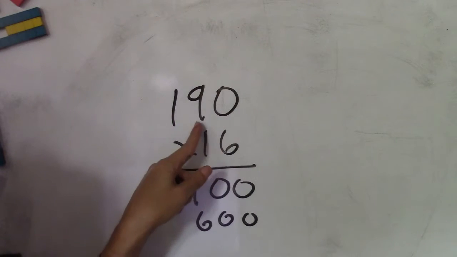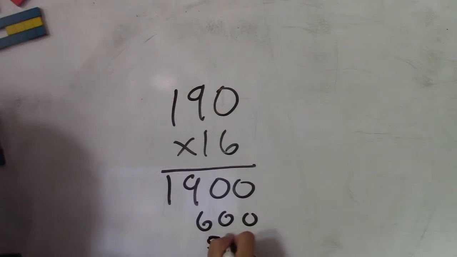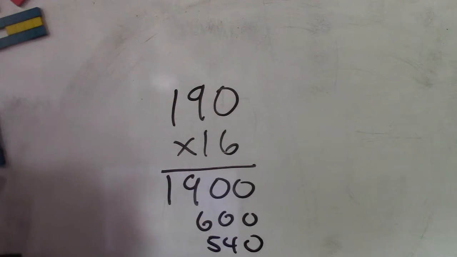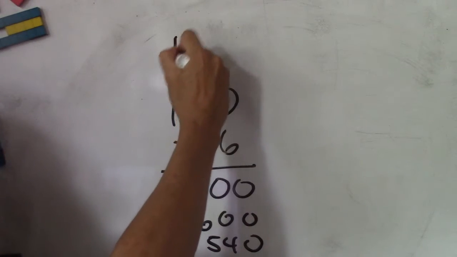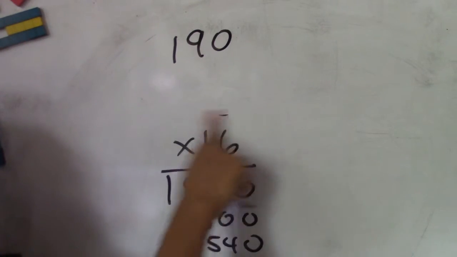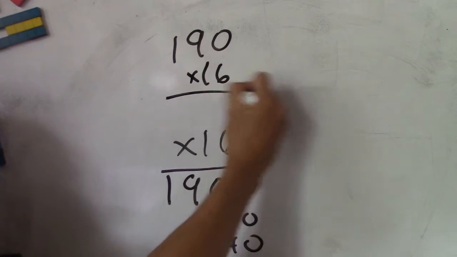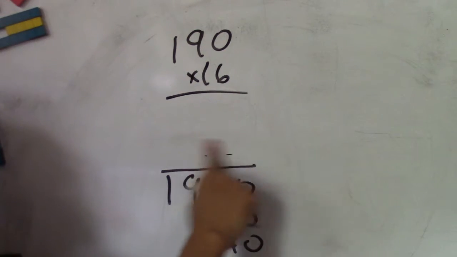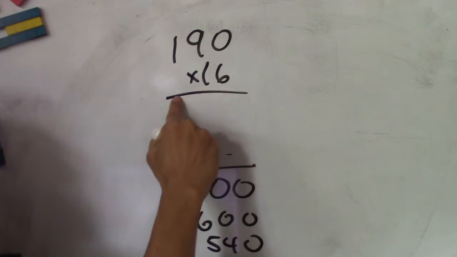But it's 6 times 90, so it's 540, not just 54, right? And then 6 times 0 is 0. I don't have to put anything down there. I have the 6, I have the 1,000, I have the 540, I have the 600. Trying to get everything to fit over here. I found my 900, I made a mistake.